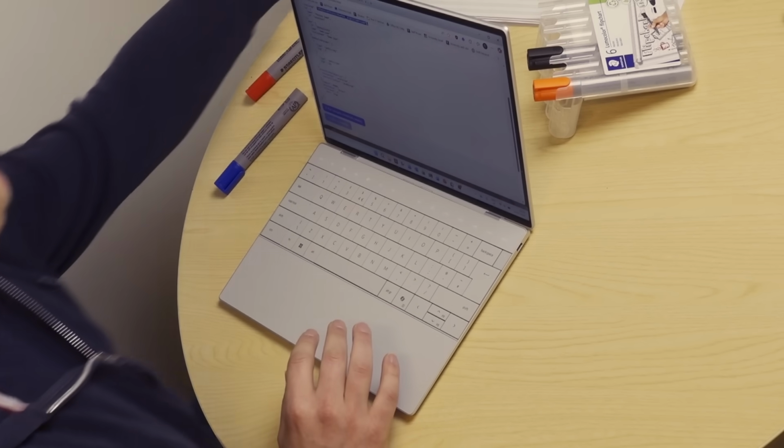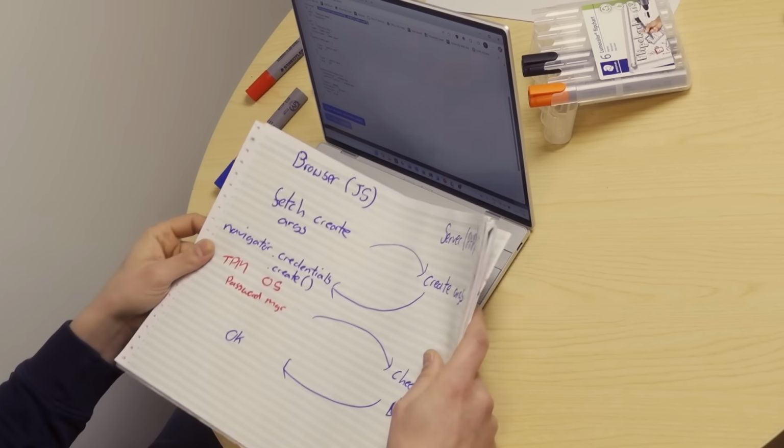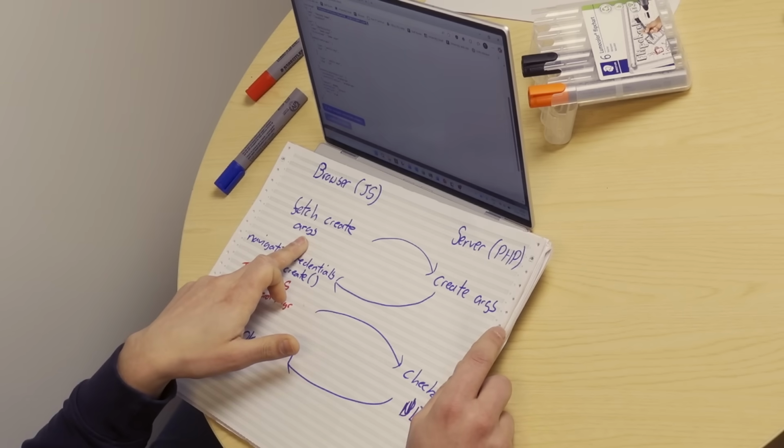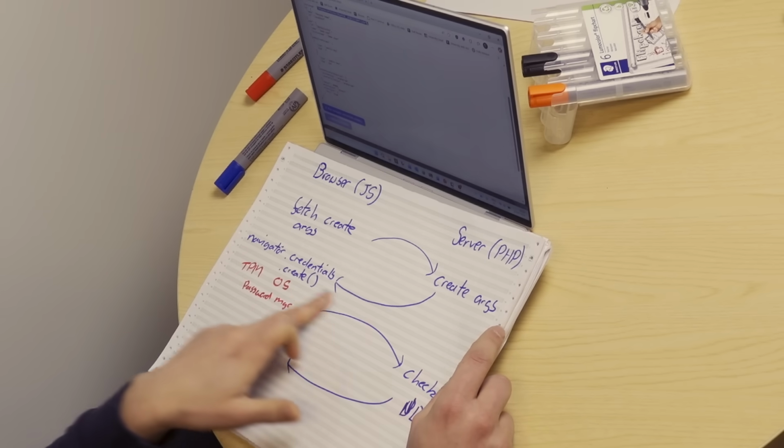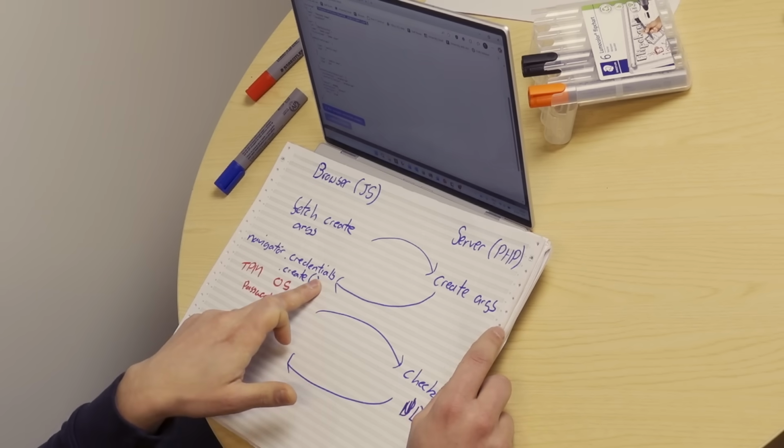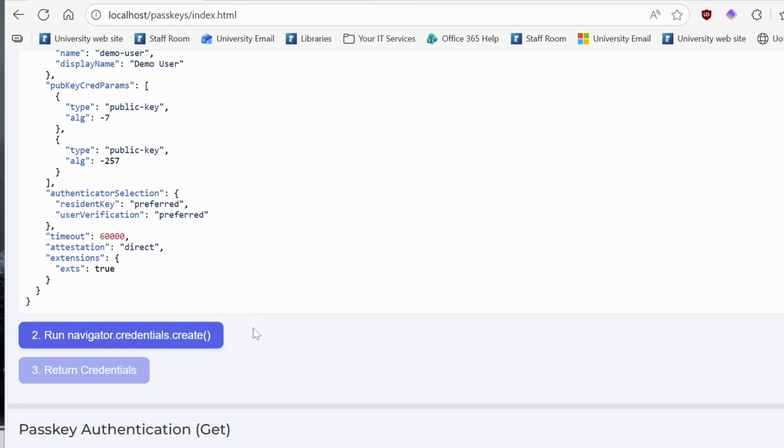So if we go back to our little diagram, we've just created these arguments right here, and we've returned the arguments in JSON to our browser. The browser now needs to create the credentials. So if I click navigator.credentials.create, it's going to ask the operating system for a passkey.